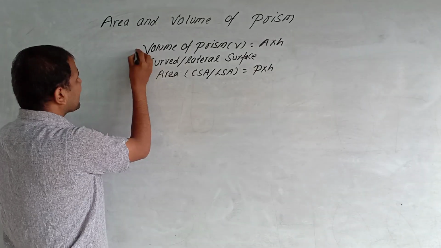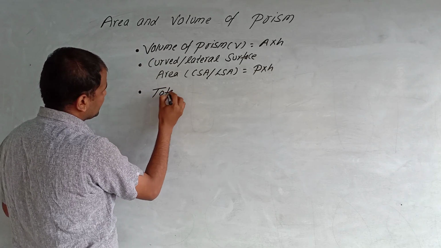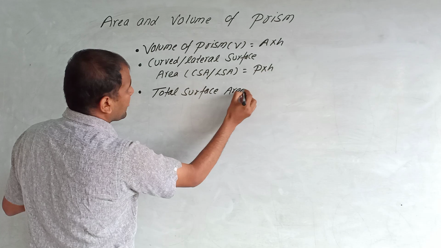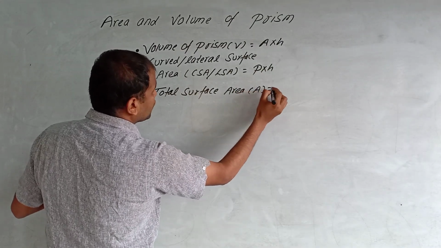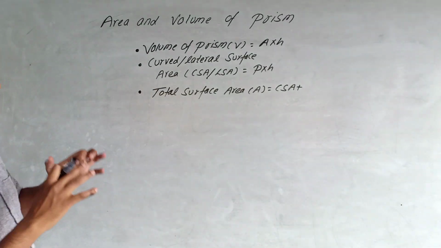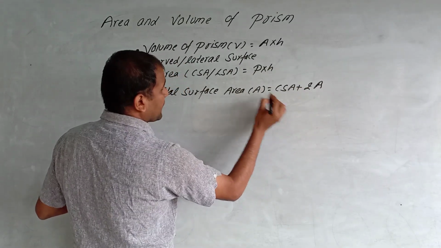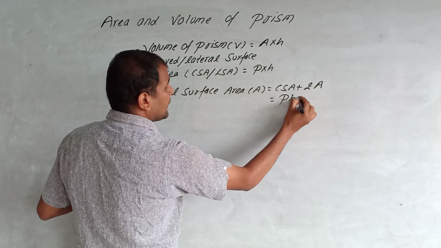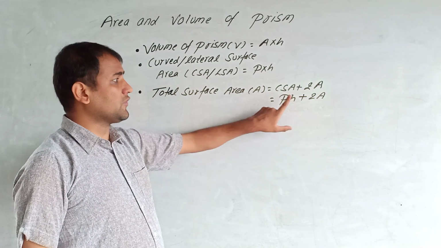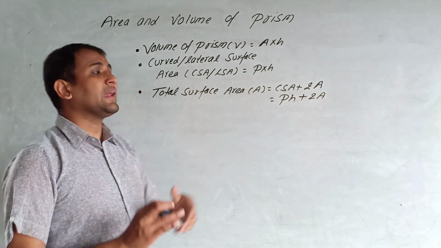Third one, total surface area A is equal to curved surface area plus, as there are two congruent bases, 2 times the base area. Curved surface area is P into S, plus 2A, where P is the perimeter, S is the height or length of the prism, and A is the area of base.